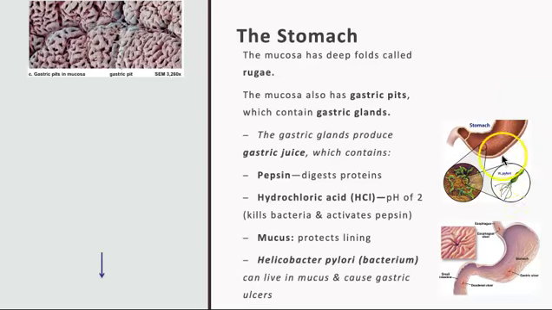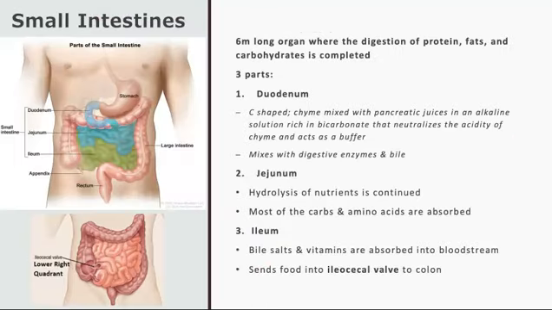So here is our bacterium, Helicobacter pylori. And then that can sit within the mucosal lining and cause ulcers to take place. This image up here is just showing you some of those gastric pits within the mucosa. All right, let's move into our small intestines now.